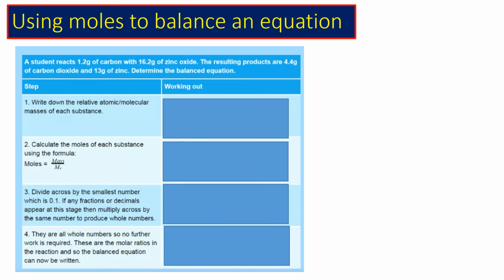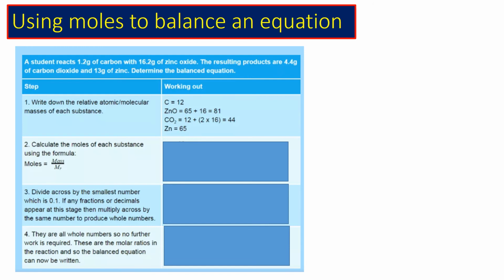A student reacts 1.2 grams of carbon with 16.2 grams of zinc oxide. The resulting products are 4.4 grams of carbon dioxide and 13 grams of zinc. Determine the balanced equation. So your first step is to write down and work out the relative atomic or molecular masses of each substance. So work out your Mrs. So carbon is 12, zinc oxide is going to be 81, carbon dioxide 44, zinc 65. So you're using the mass numbers, the top number on our periodic tables.